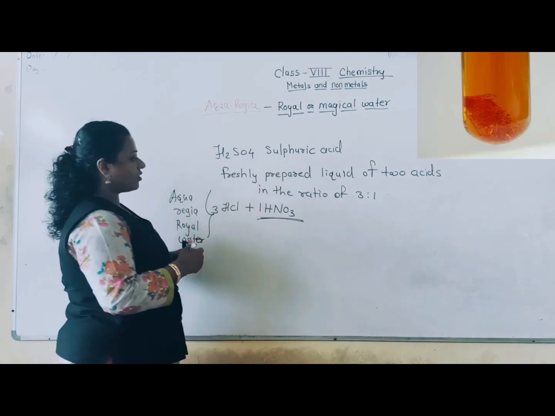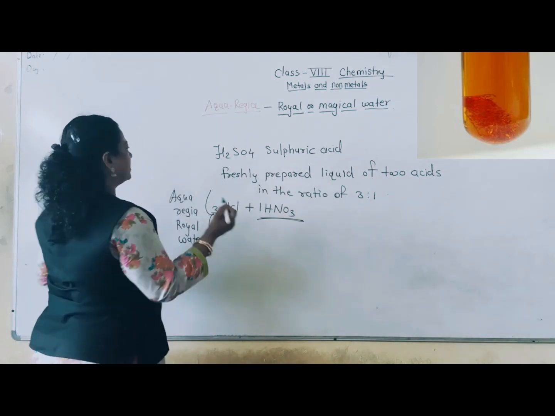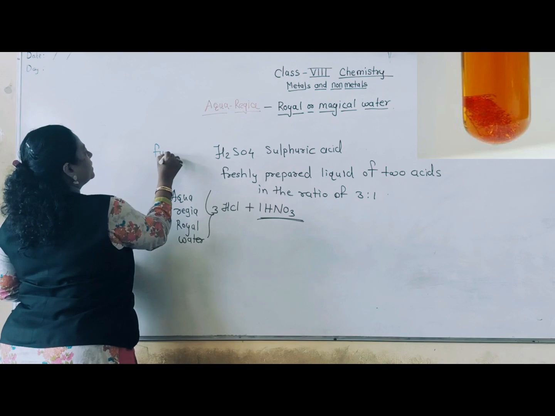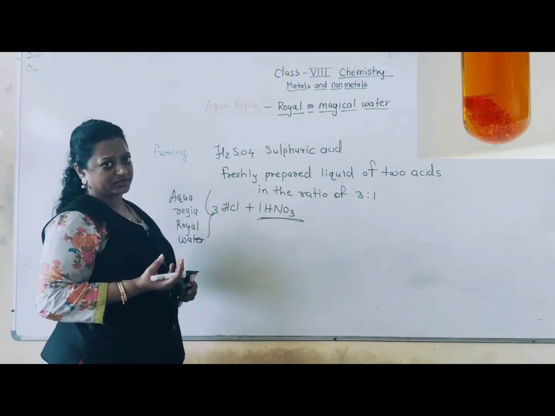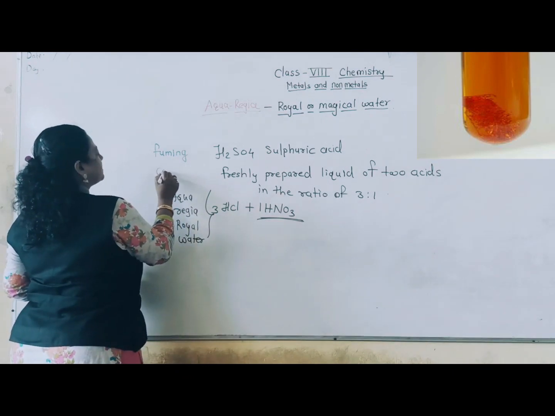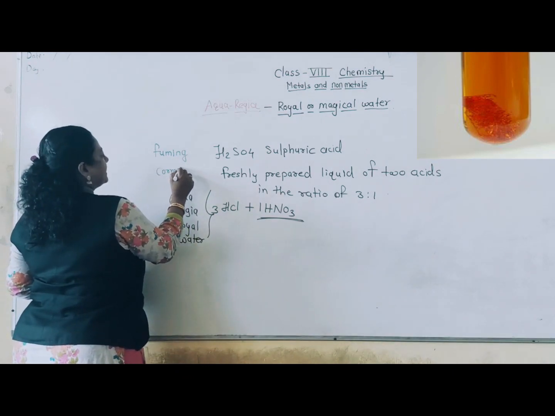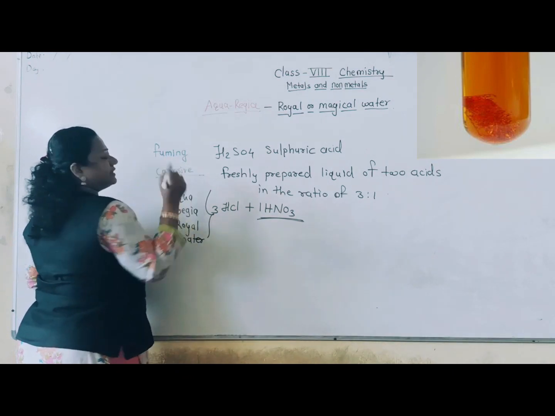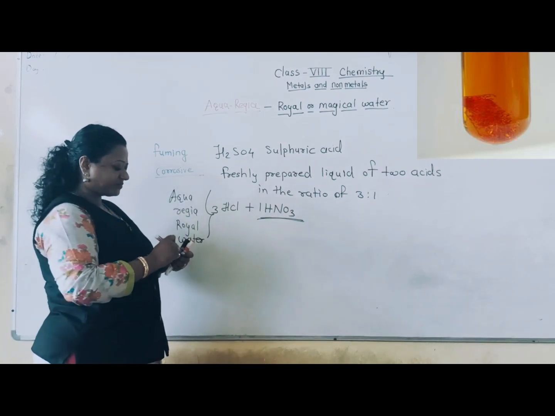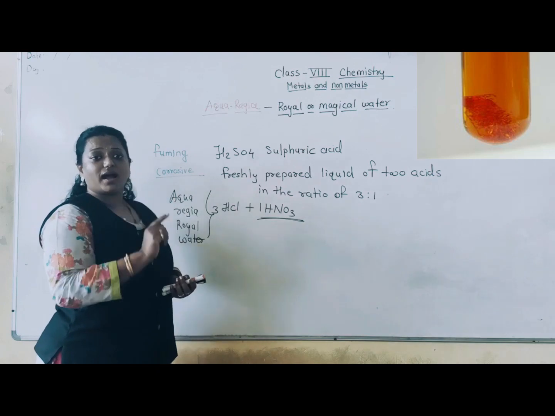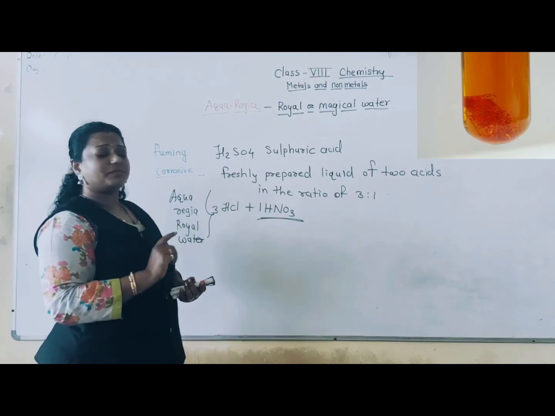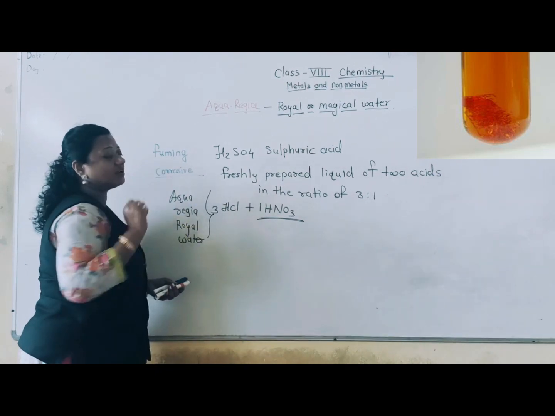And this is a fuming liquid, students, which means fumes are always coming out of it. It is highly corrosive in nature, this Aqua Regia. Now, why can gold and platinum dissolve in this magical water?